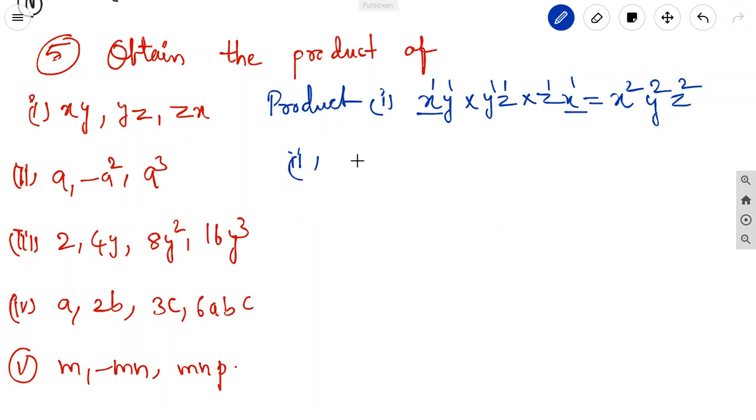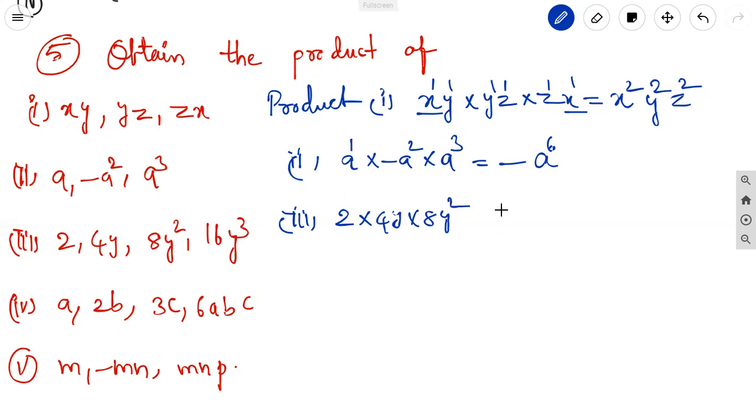The second question. A into minus a square into a cube. All bases are same, just you can multiply the signs. Plus into minus, minus, minus into plus, minus. Here a power 1, a square, a cube. Bases are same, 1 plus 2, 3, 3 plus 3, 6. That is the product. Third one, product 2 into 4y into 8y square into 16y cube.